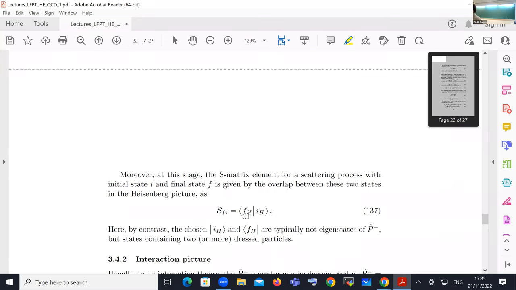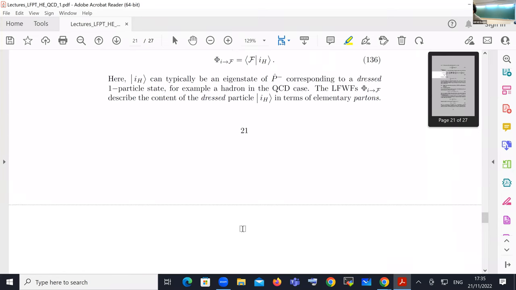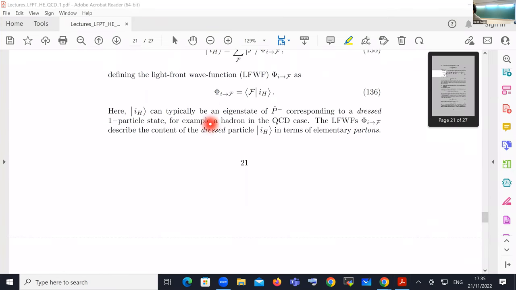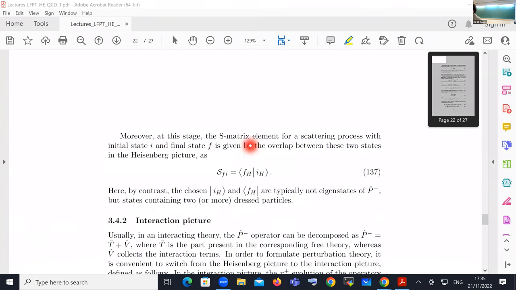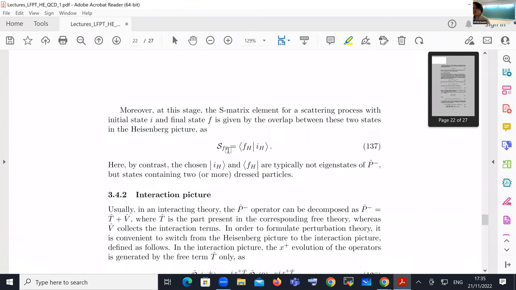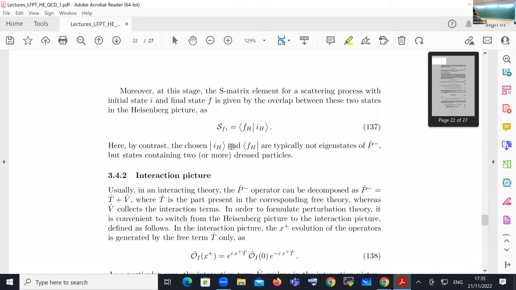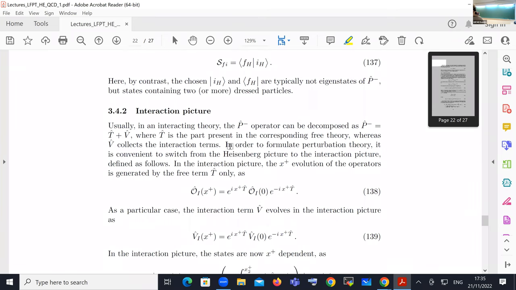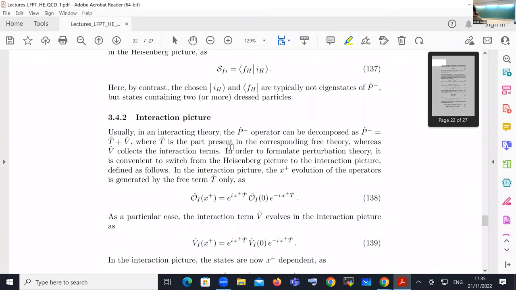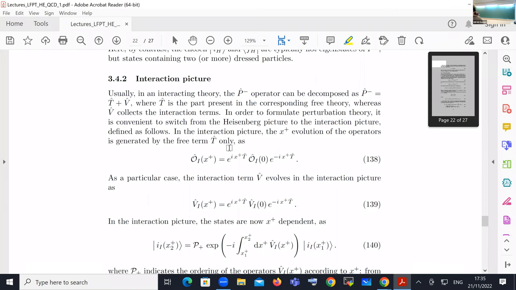Okay, so now how to calculate this light front wave function or S matrix here. And here, as usual in perturbation theory for QFT, you need to go away from the Heisenberg picture and introduce the interaction picture.